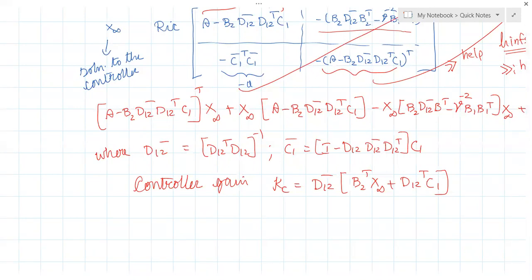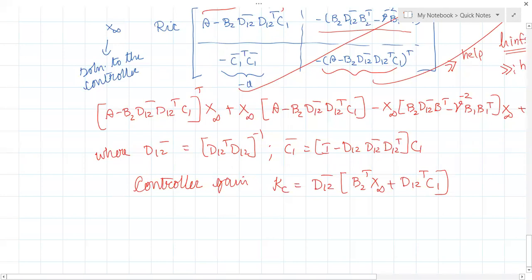Controller gain KC, right? As I said before, this scheme involves both designing a controller and an estimator. What do you mean by estimator? Sometimes all the states may not be available for measurement. Say, for example, in an electrical machine, you want to measure the flux. It's not possible to put a probe and measure the flux. So what people do is go for what is called an estimator or an observer. The second Riccati equation is concerned with the estimator part.